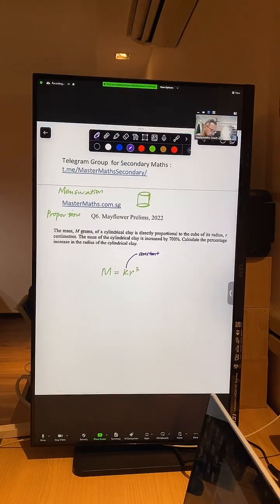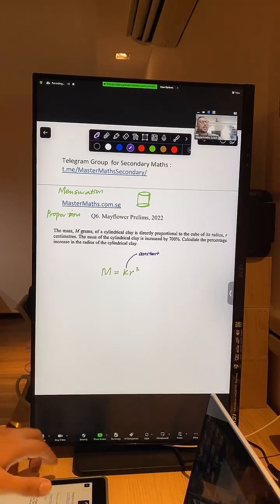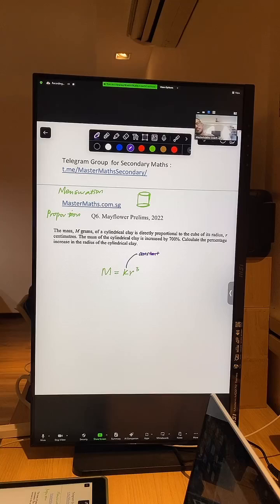The mass of the cylindrical clay is increased by 700%. Calculate the percentage increase in the radius of the cylindrical clay. Wow, the final question, they give us one super tough one. Okay, I'll give you all 5 minutes. No joke, this one is quite tough. I also need to do a bit of googling, I think. So what is the percentage increase in the radius of the cylindrical clay if you increase the mass of the clay by 700%? Okay guys, let's give it a go and see whether you all know how to do it.